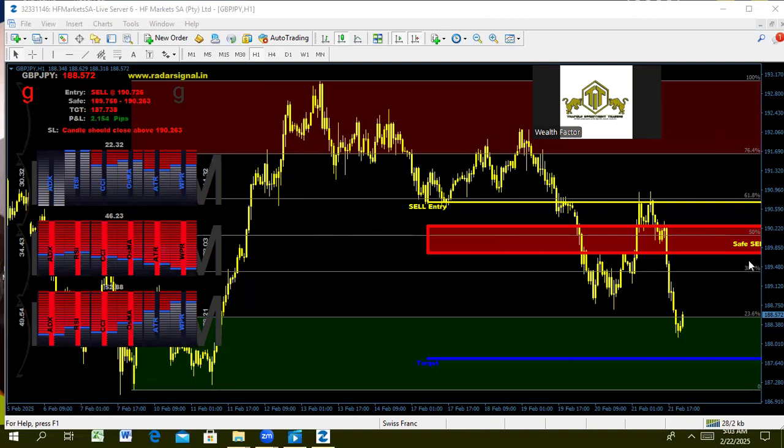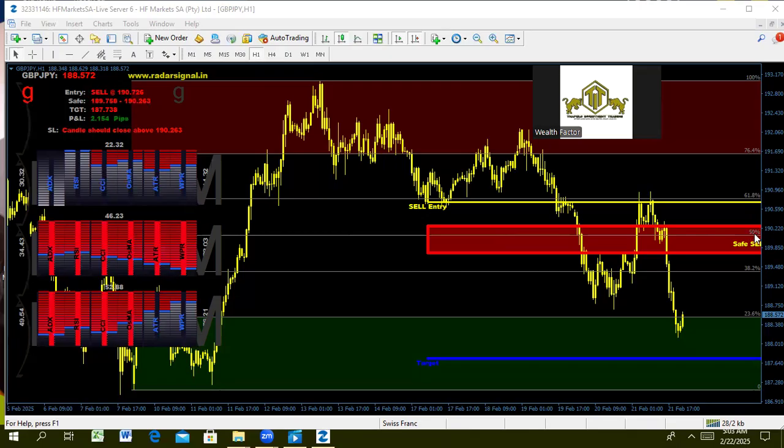Okay? Secondly, we only buy when the signal is around 38.2%. Buy entry, we buy at 38.2%. Sell entry, we sell at 61.8% in this scenario. We can't sell or buy at 50%, although 50% is also a good entry.